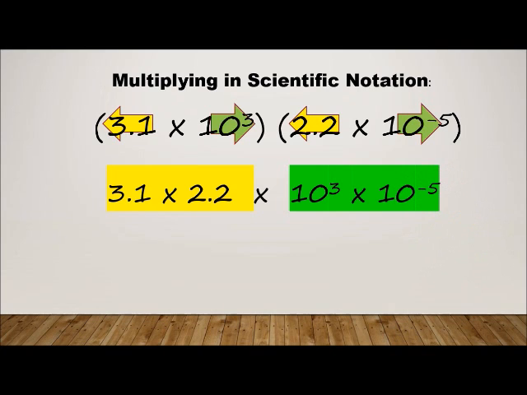Remember, we've already learned how to do 10 to the third times 10 to the negative fifth. In multiplication with exponents, what we do is we add those powers. So when I do 3.1 times 2.2, I do that the same as I've always known how to multiply decimals, and I end up getting 6.82. When I add my powers, I get 10 to the negative second, and that is my answer.